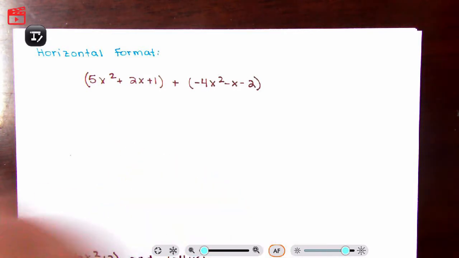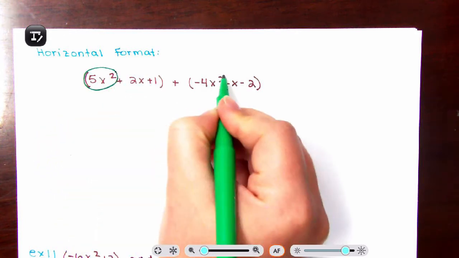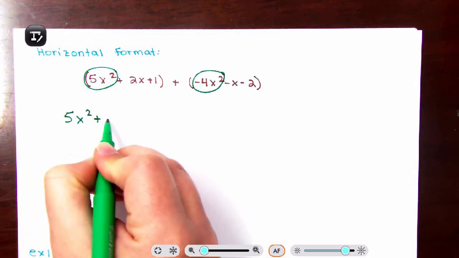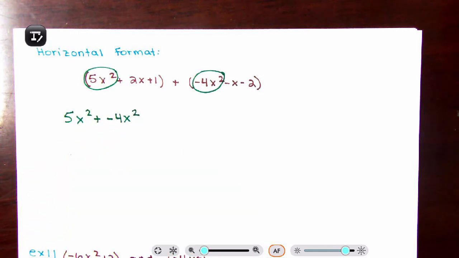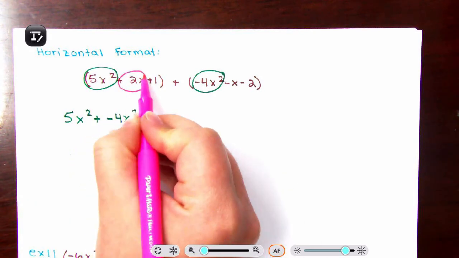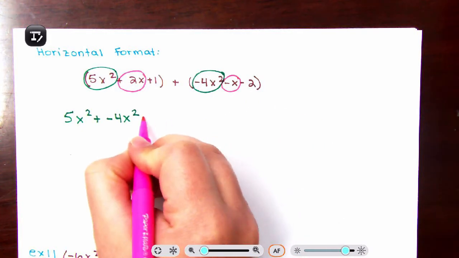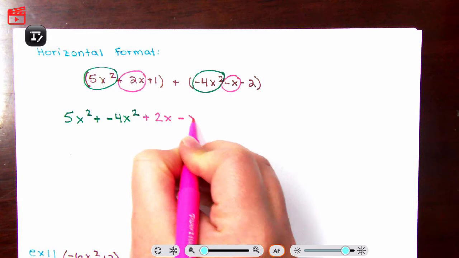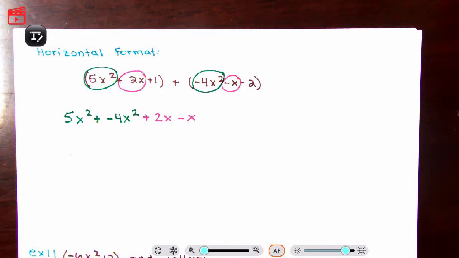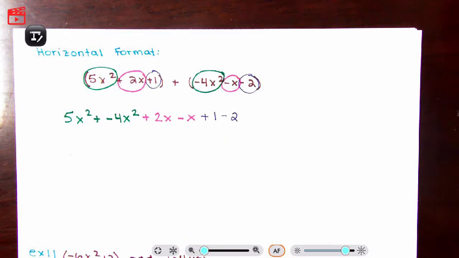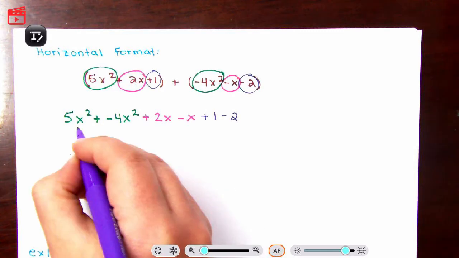For example, I have a 5x squared and a negative 4x squared. I'm going to write those together. Next I see a positive 2x, and I have a negative x here. Both are x's, same exponent. I'm going to write those together. Then I see that I have a constant of positive 1, and I have a constant of negative 2. And then what you're going to do is combine like terms together and simplify.